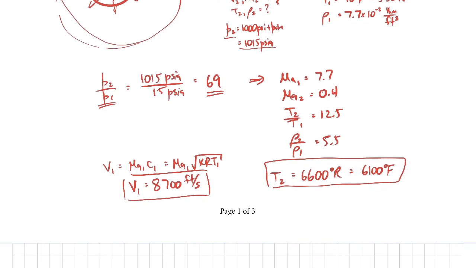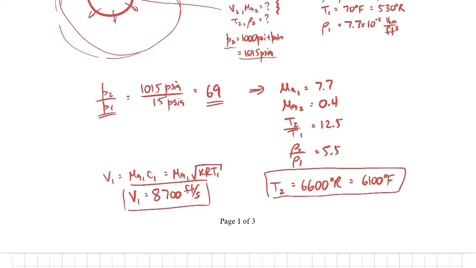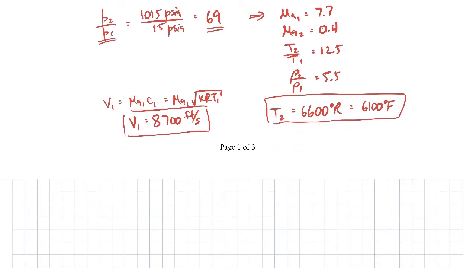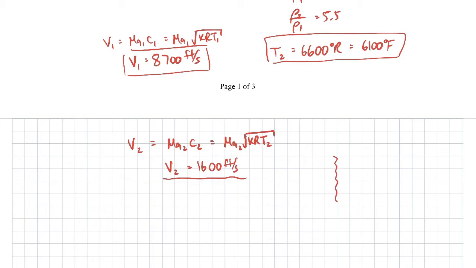The one last thing I will calculate is the velocity relative to the shock wave downstream of the shock wave. So we'll calculate V2. V2 will be the Mach number 2 times the speed of sound 2. So this is the velocity downstream of the shock relative to the shock wave, and that comes out to be 1,600 feet per second. Now this is the velocity if you're standing on the shock wave. So remember, we're standing on the shock. The V1 is here. V2 is that. It's not the velocity relative to the ground. It's relative to the shock wave.